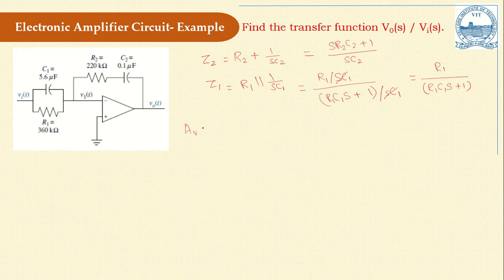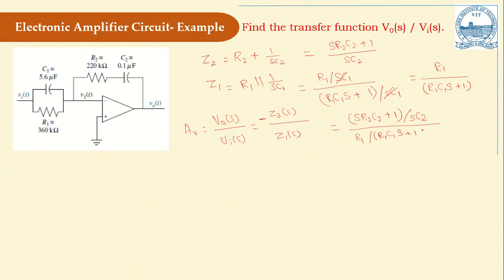And what is my transfer function? The transfer function, A, is equal to V0 of S by Vi of S, equal to Z2 of S by Z1 of S. Since it's an inverting amplifier configuration, I will have a negative sign over here. So the value of Z2 is (S R2 C2 plus 1) divided by S C2, divided by Z1, which is R1 upon (R1 C1 S plus 1). Now we need to substitute the values of R1, C1, R2, C2 in this expression to get the value of the transfer function V0 of S by Vi of S.